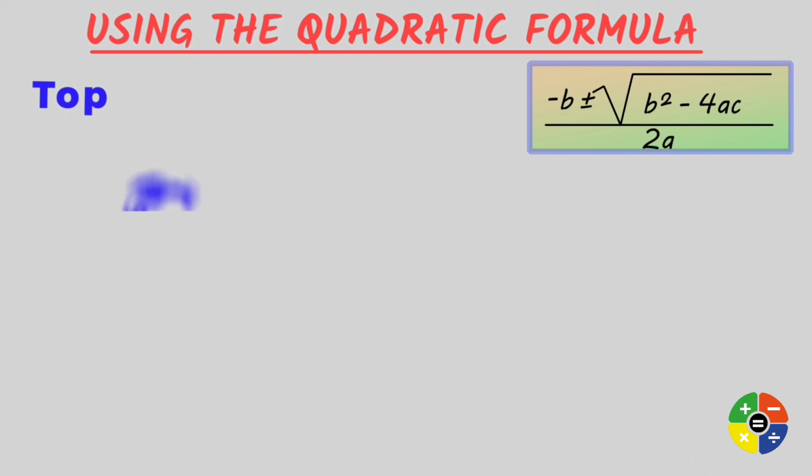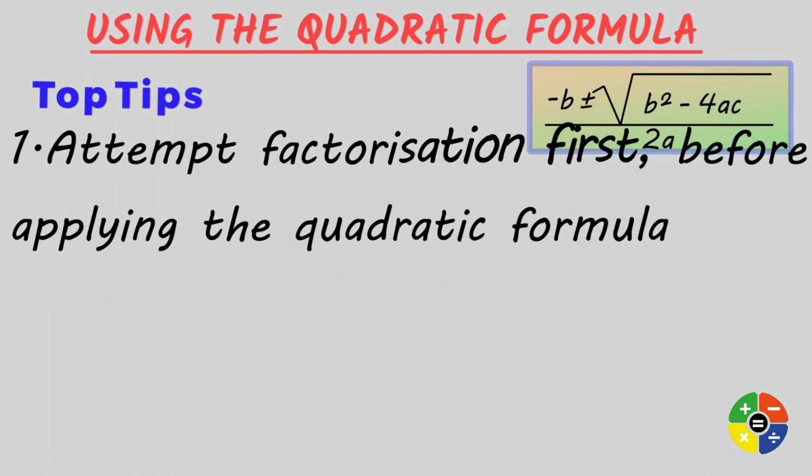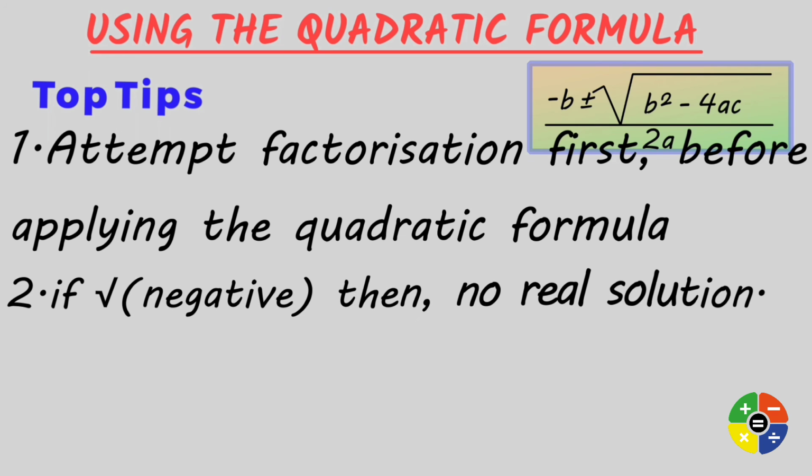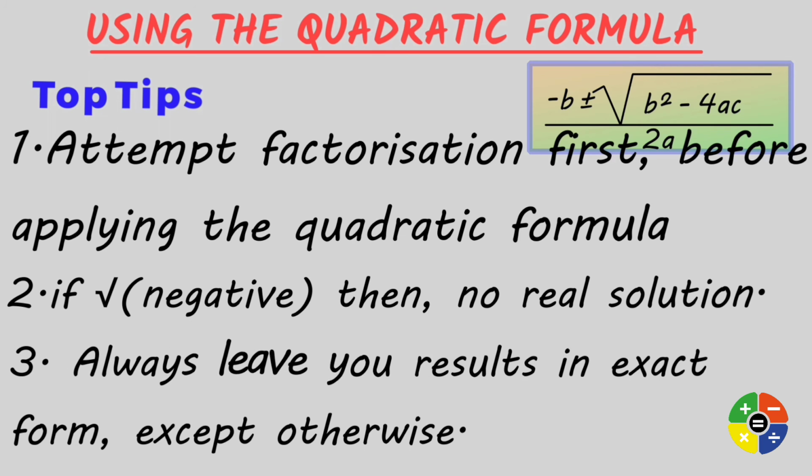Top tips: always try factorizing the quadratic equation first, before you apply the quadratic formula, unless factorization does not work, since factorization is relatively easier. If the quantity in the square root is negative, then the equation doesn't have a real solution. Unless asked by the teacher to give your answer to a certain degree of accuracy, leave your answers in their exact form.